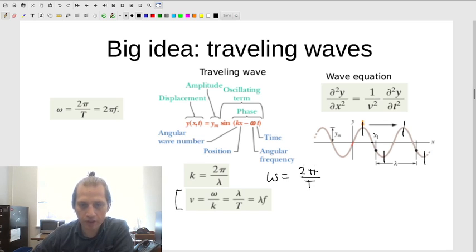So we've got a period in time, and we've got a period in space, and those two together determine what the phase velocity of the wave is. So if you take the wavelength times the frequency, which is 1 over the period, so the speed is the wavelength over the period.